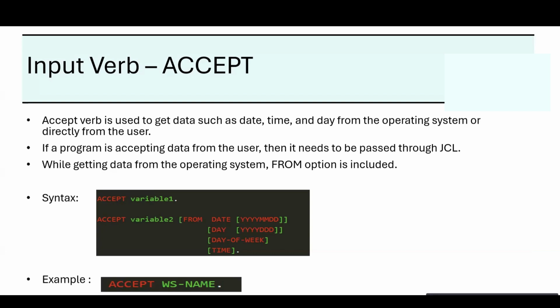If we talk about the syntax, as shown in the image, it is ACCEPT variable followed by a period. This is the syntax for the ACCEPT statement: write ACCEPT and the variable name, ending with a period, and this will accept a value from the runtime. For a practical example, ACCEPT WS-NAME followed by a period.